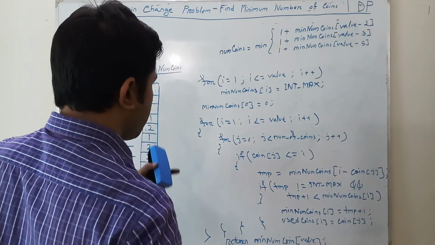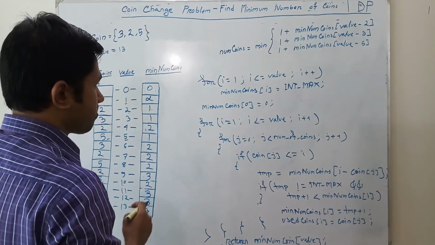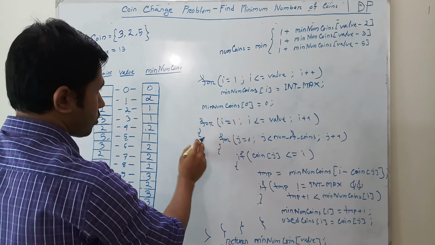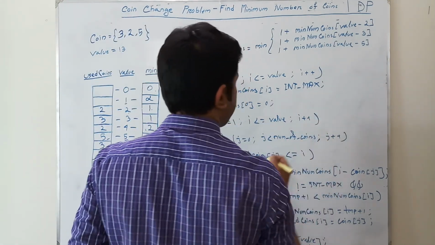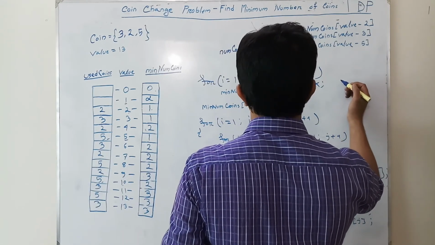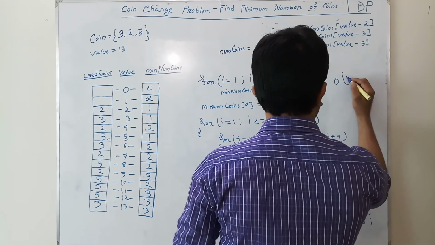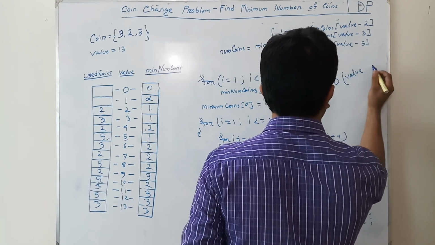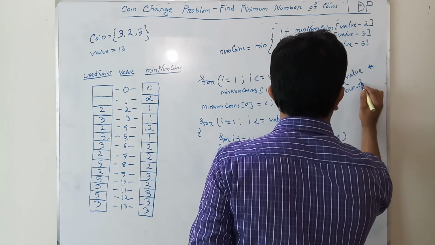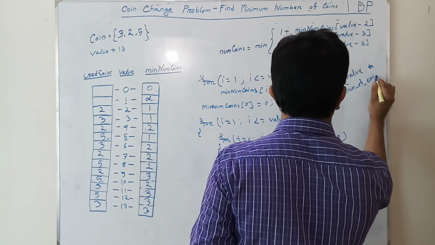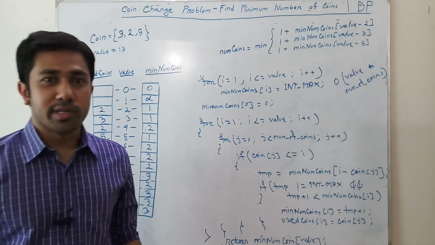In this implementation, the complexity of the problem will be, as we have used two loops, the value and the number of coins, big O of value times number of coins. Thank you for watching the video.